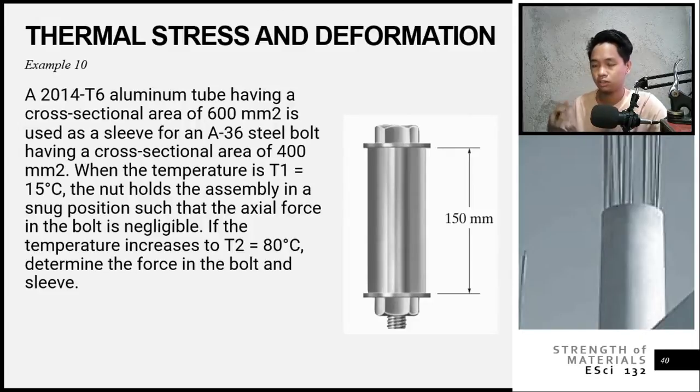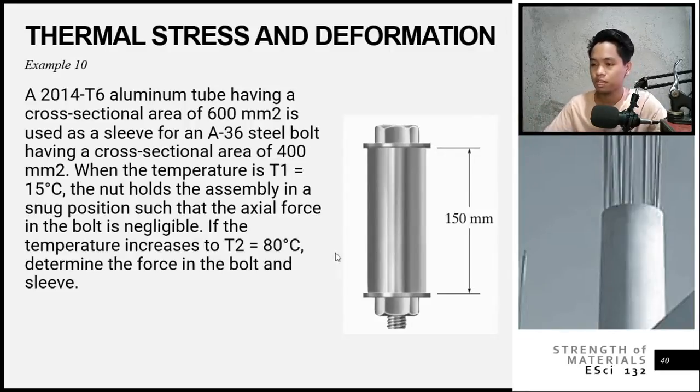Since the temperature increases, you know already that the materials expand. The aluminum and the A36 steel expand together. But since they are in a snug position, the sleeve, meaning the tube, has the bolt inserted in it, and both sides are held by the nut. So the sleeve cannot freely expand, meaning it is held tightly by the bolt.